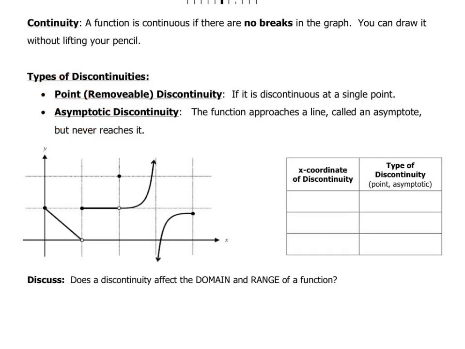That happens if you have a dotted line, and the function gets really, really close to it, but never quite touches it. I always describe an asymptote as like an invisible dog fence that a dog gets really, really close to, but never really quite touches. So that's an asymptote. Okay, so let's look at all the different discontinuities in this graph down here.